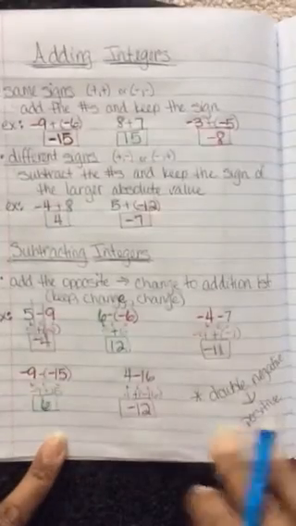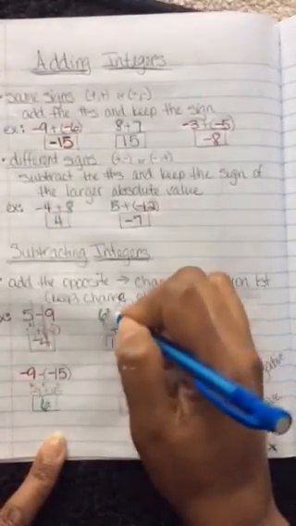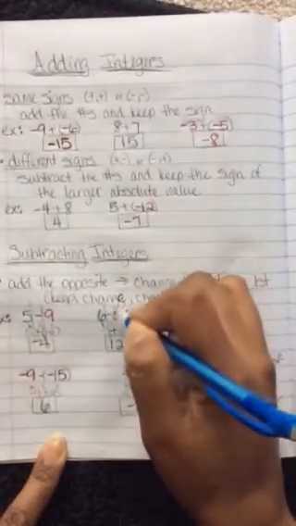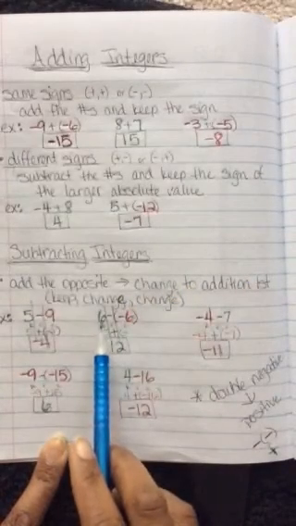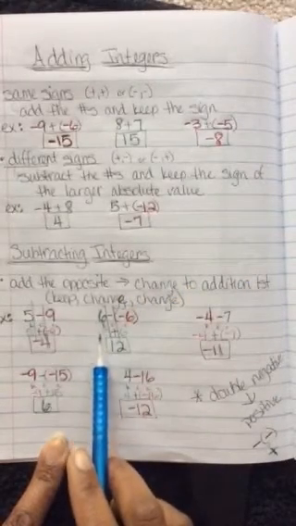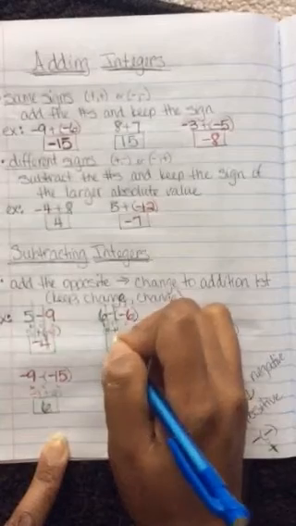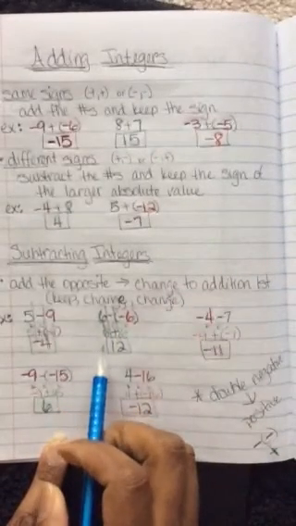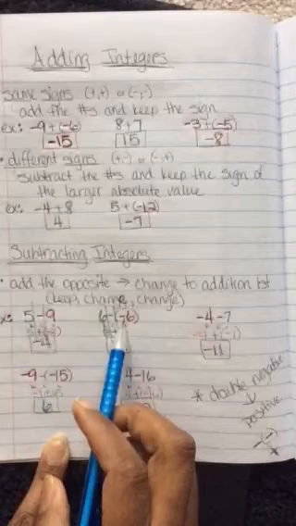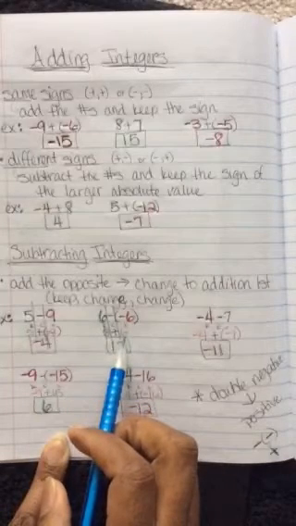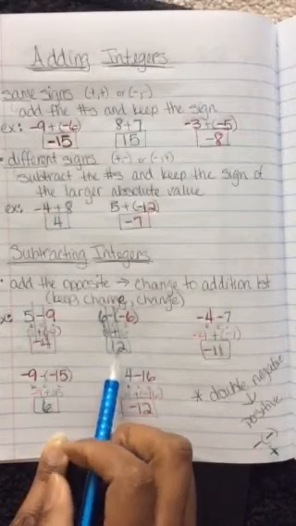In our next example, we have 6 minus negative 6. So if I draw a line here, put the minus sign in the middle. When I do my keep, change, change, I'm going to keep this 6. This minus will change to plus, and the negative 6 is now a positive 6. So 6 plus 6 is going to give me 12.